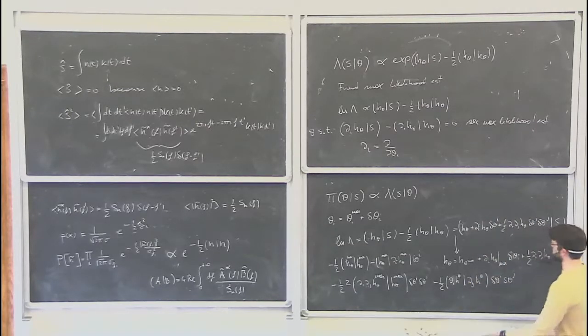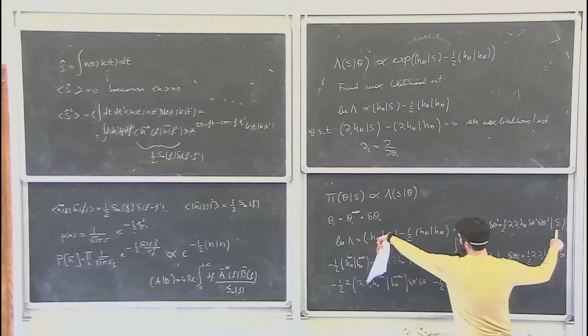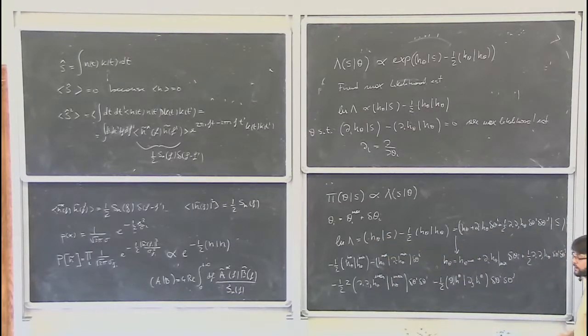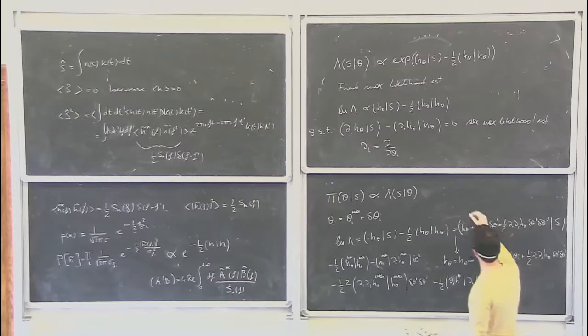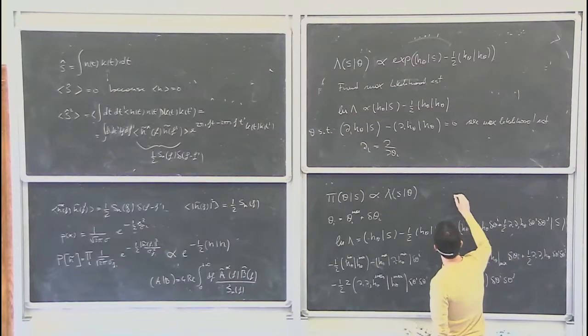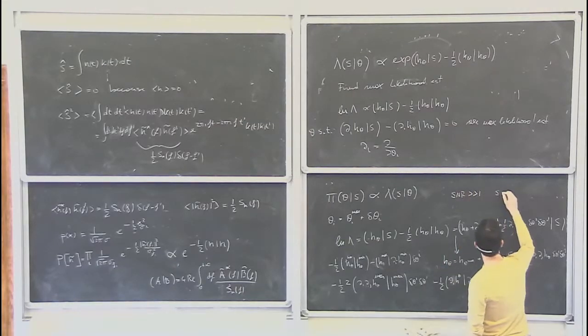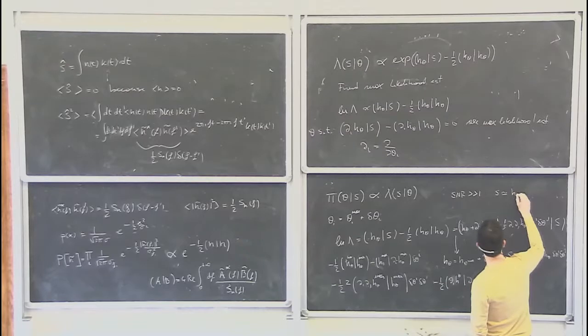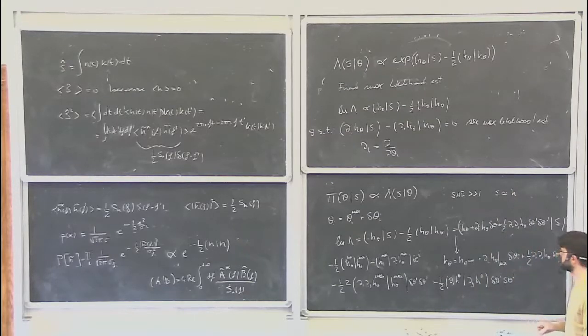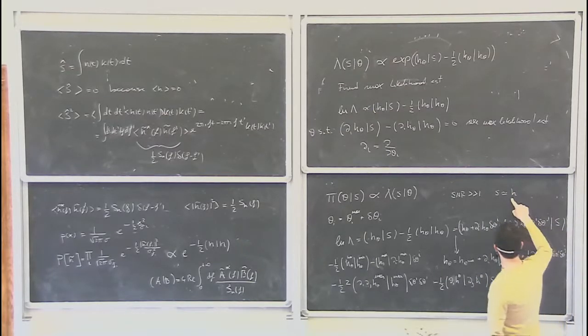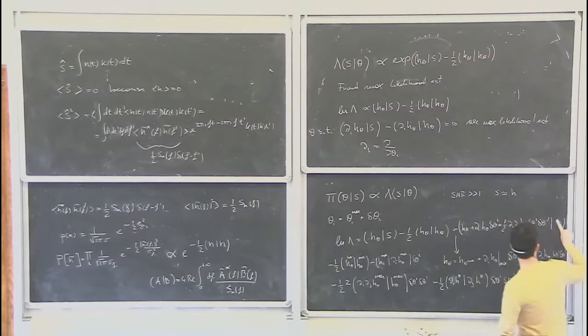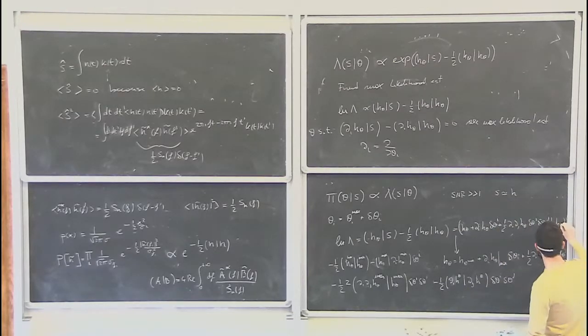So I have this term. First, I just expanded this term. Now I'm making an extra assumption. I'm working in the large signal-to-noise ratio regime, SNR much larger than 1. So if SNR is larger than 1, S is about the same as H. The noise is negligible compared to the signal, so I can replace this S with H theta.